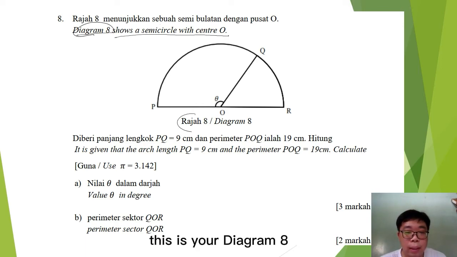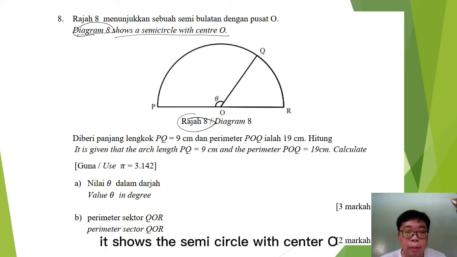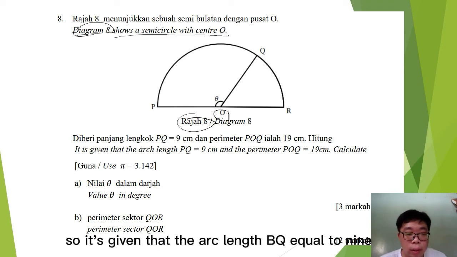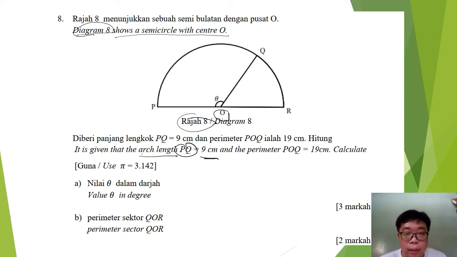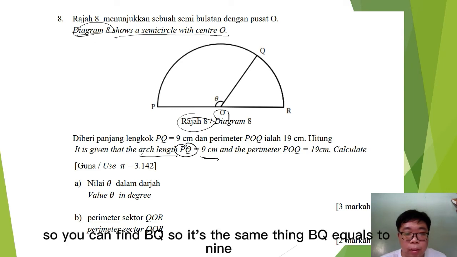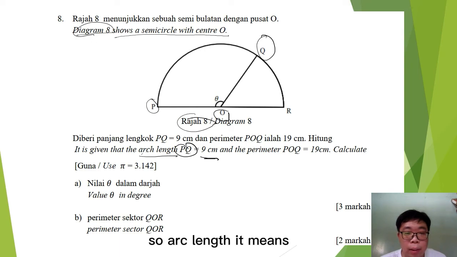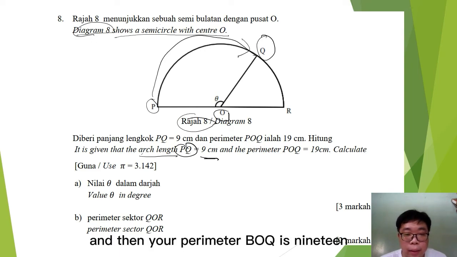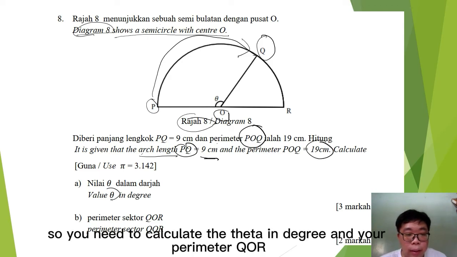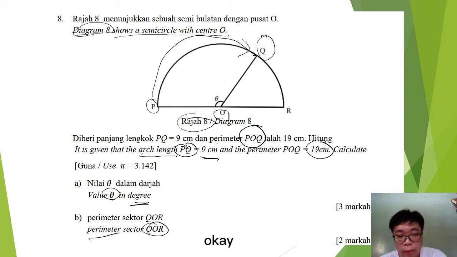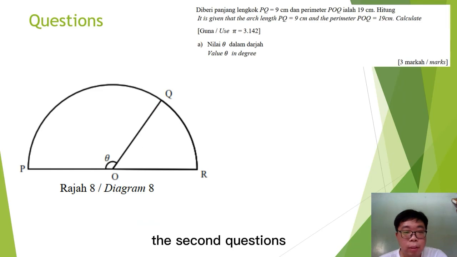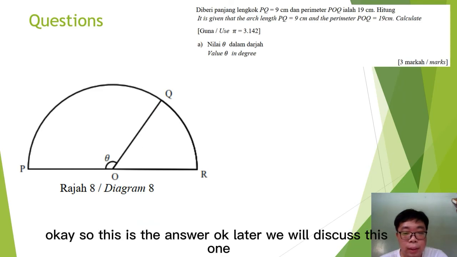Okay, this is your diagram 8. It shows a semicircle with center O. So it's given that the arc length PQ equal to 9, so you need to find PQ. So it's the same thing, PQ equal to 9 and it's the arc length. So arc length it means this one. And then your perimeter POQ is 19. So you need to calculate theta in degree and your perimeter QOR. Okay. The second question.